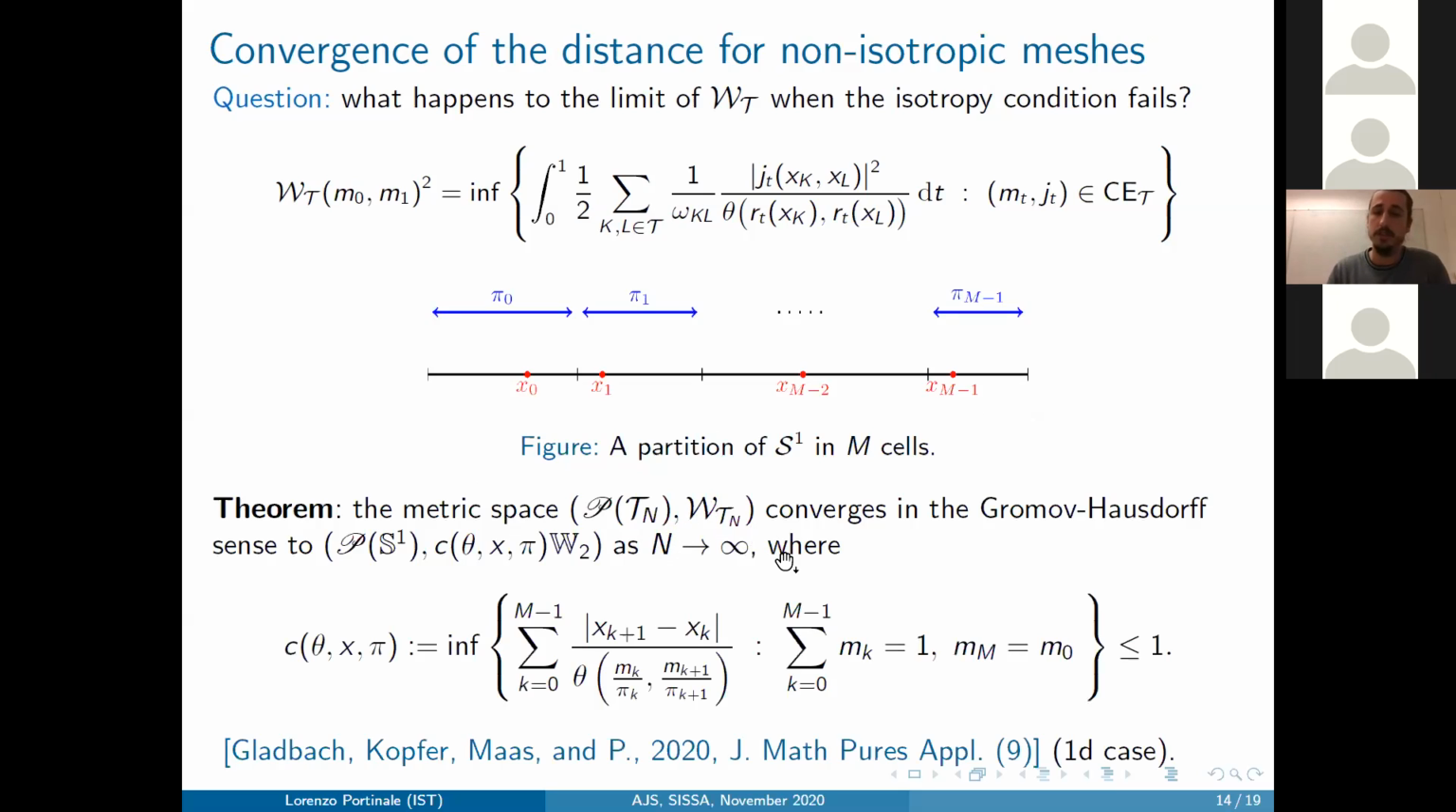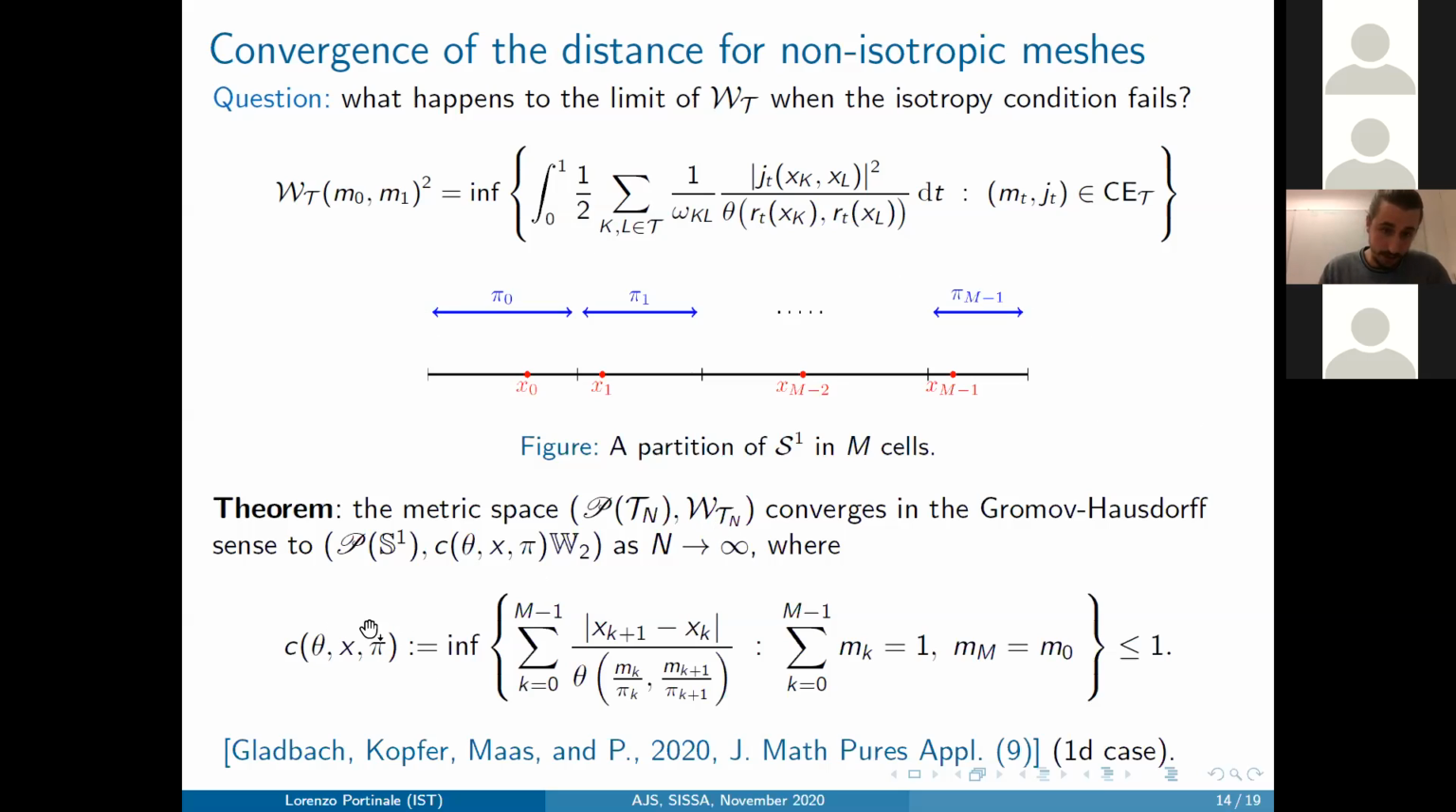What we proved, together with Jan Maas, Eva Kopfer, and Peter Gladbach, is that the corresponding probability space with the distance converges, in the Gromov-Hausdorff sense, to the continuous space on the circle, but the limit distance this time is not Wasserstein 2, but in fact a multiple of Wasserstein 2, and this multiple depends on both the choice of the average we use and on the geometry of the mesh we started from, so the points X and the sizes p_k.